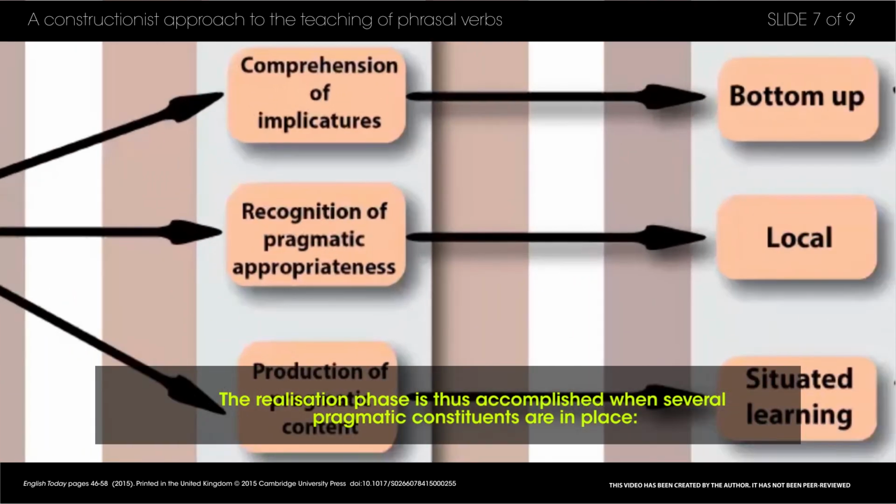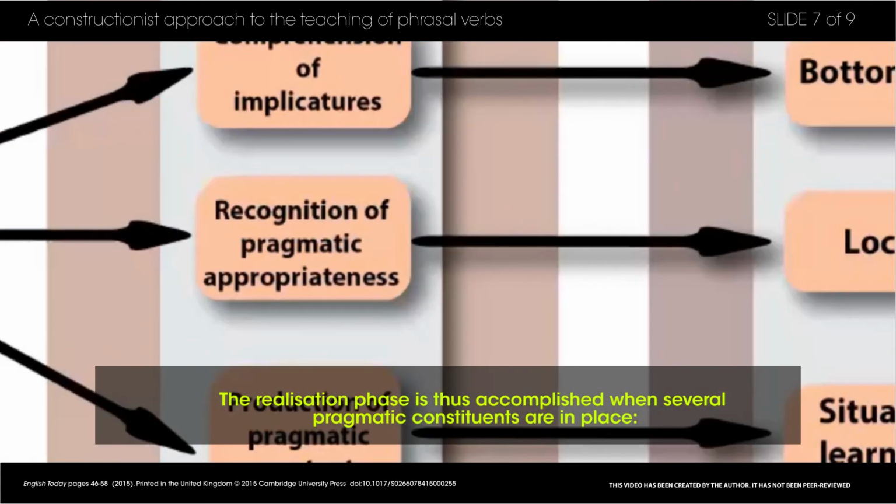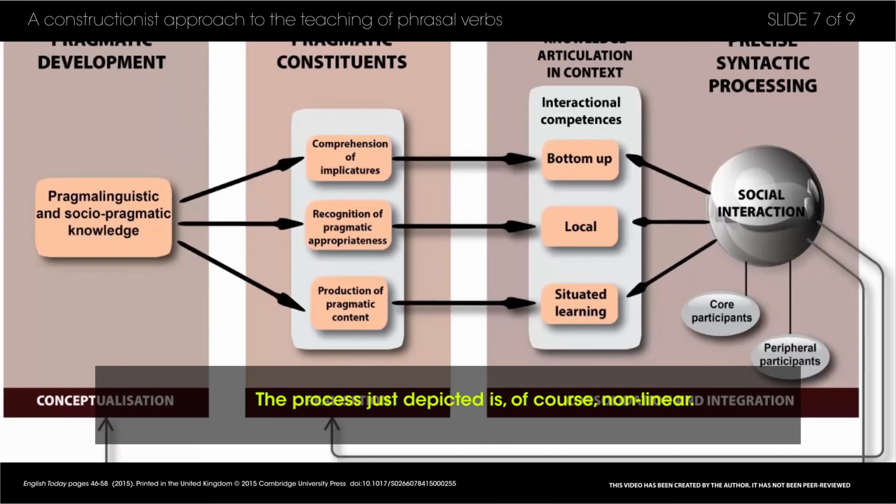The realization phase is thus accomplished when several pragmatic constituents are in place: the comprehension of implicatures, of context-oriented language use, the recognition of the pragmatic appropriateness of multiword verbs, the production of pragmatically relevant content. The process just depicted is, of course, nonlinear. Moreover, invisible variables such as interactionally driven performance are acknowledged.